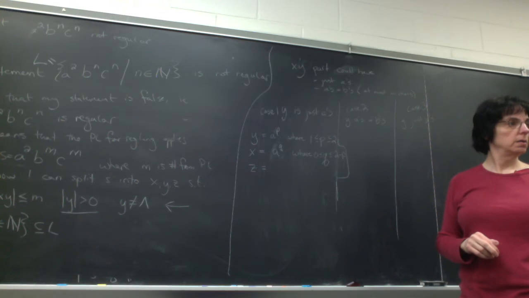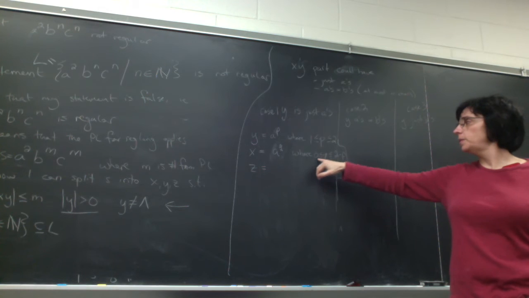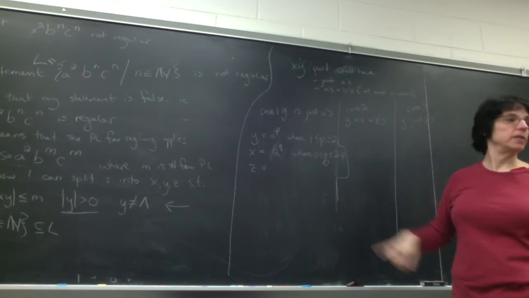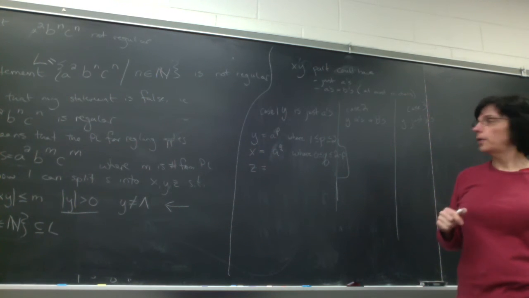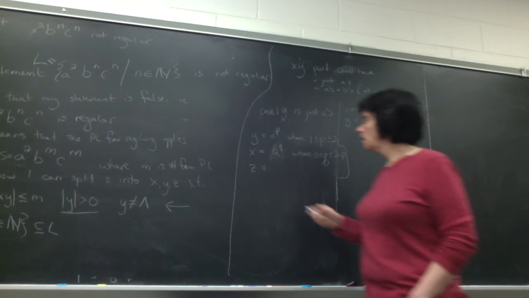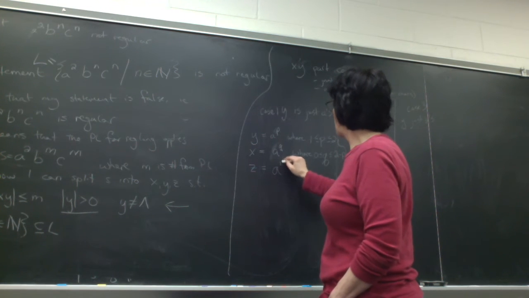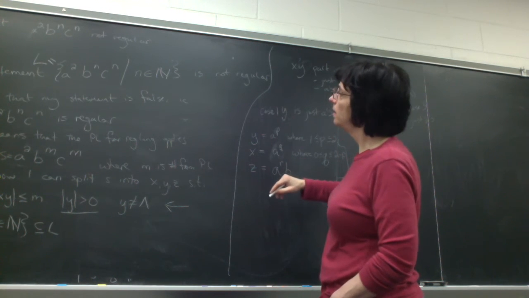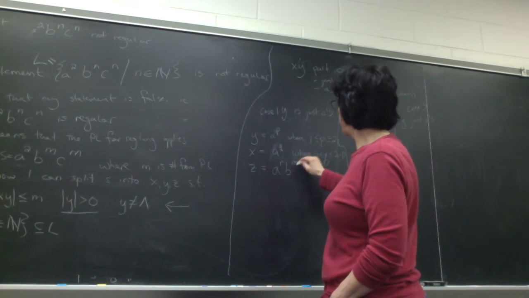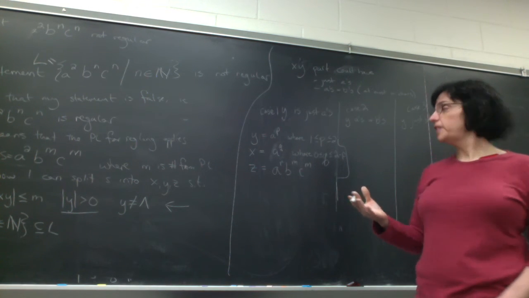I think so. Tell me if it doesn't work. But if p is 1, then x could be between 0 and 1, right? If it's 2, it's between 0 and 0. It's 0. And z is going to be everything else, right? So z is going to be a to the r, and then all the b's and all the c's, right? Because we said y was just a's. So the z has all the b's and c's.